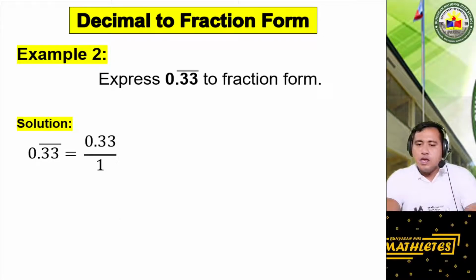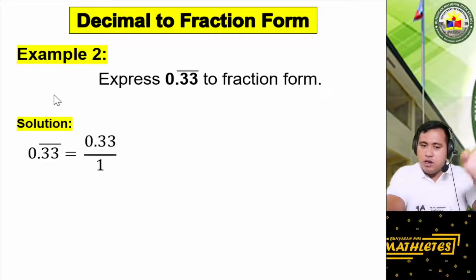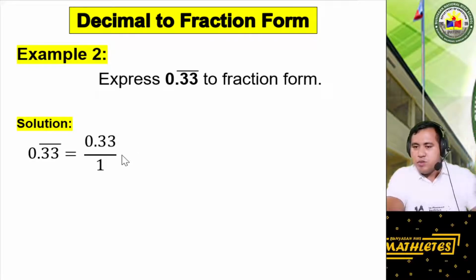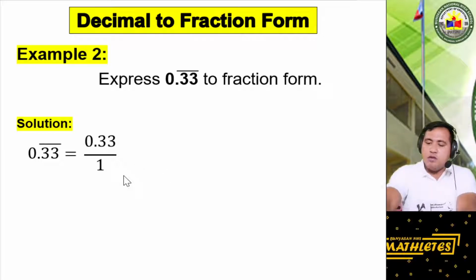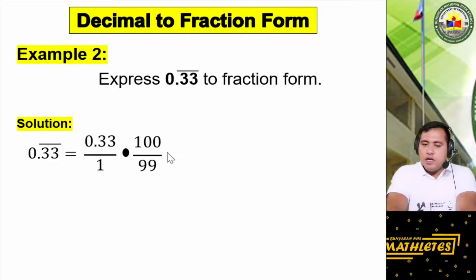Earlier, the place value, both numerator and denominator. The place value is tens and hundreds, so that means 100. We multiply both numerator and denominator by 100. But the denominator is reduced by 1. Why, sir? Because it is repeating. So that is 100 over 99. The 100 is reduced by 1, so it becomes 99.